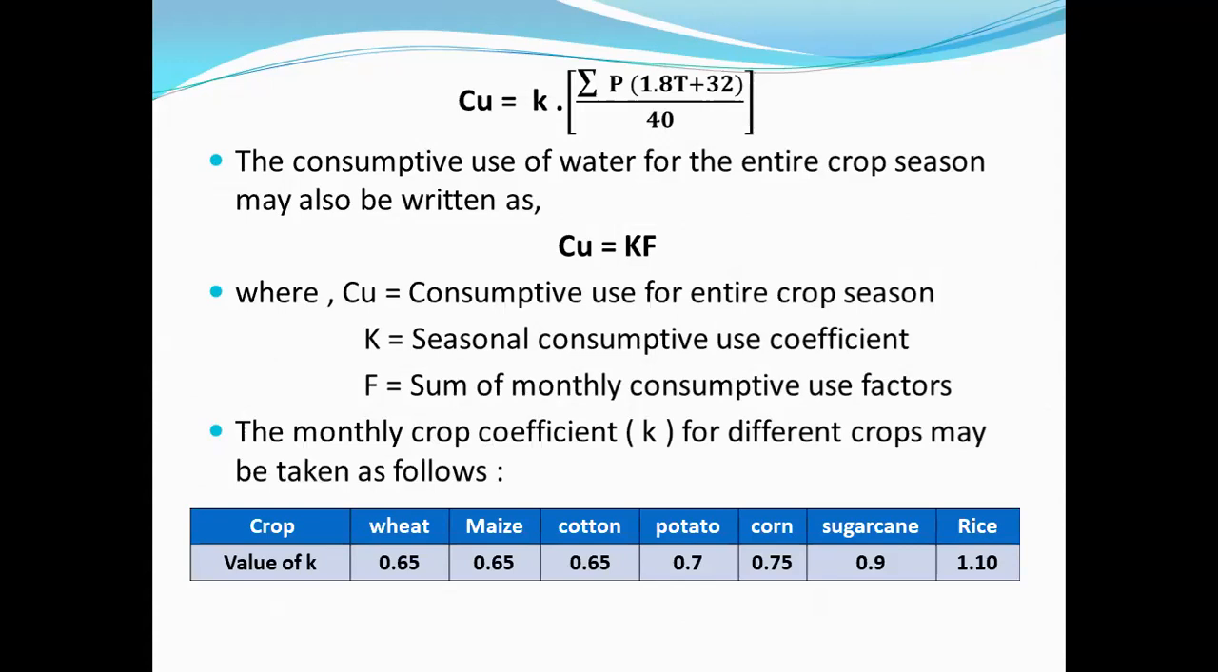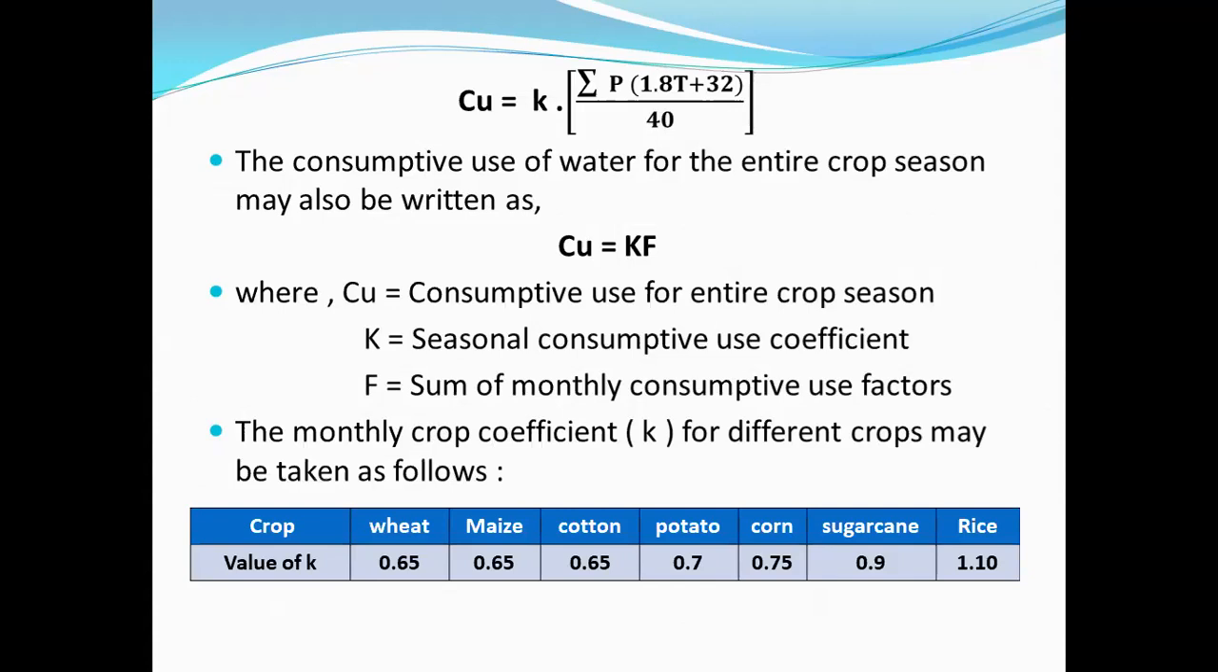For wheat, the value of K is 0.65. For maize, K is 0.65. For cotton, K is 0.65. For potato, K is 0.7. For corn, K is 0.75. For sugarcane, K is 0.9, and for rice, K is 1.10.